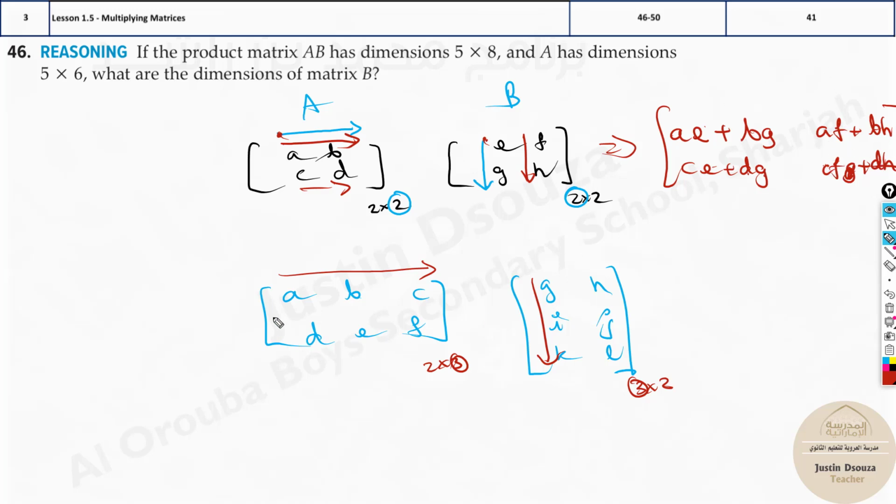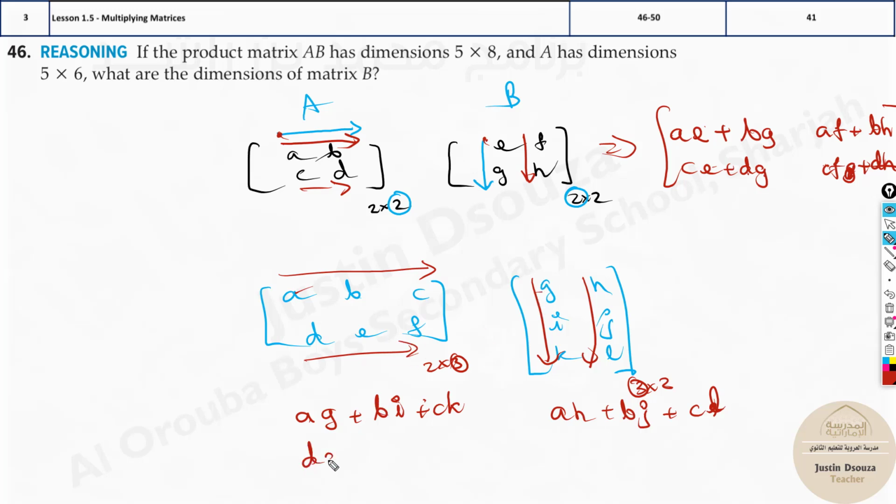Now what about this problem over here? It's the same thing. See, A with G. So it'll be AG plus BI plus CK. And this again will be multiplied with the next one. So it'll be AH plus BJ plus CL. My handwriting is a bit problematic, but I hope you understand it's JKL. They're in order. Now next one, D with G. So it's DG plus EI plus FK. It's almost done. And now we have DH plus EJ plus FL. Now this is the answer.